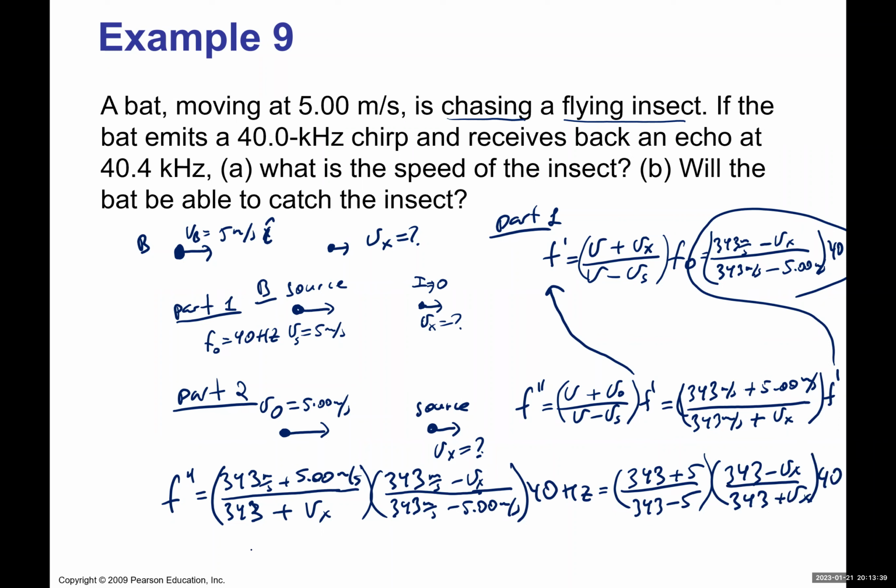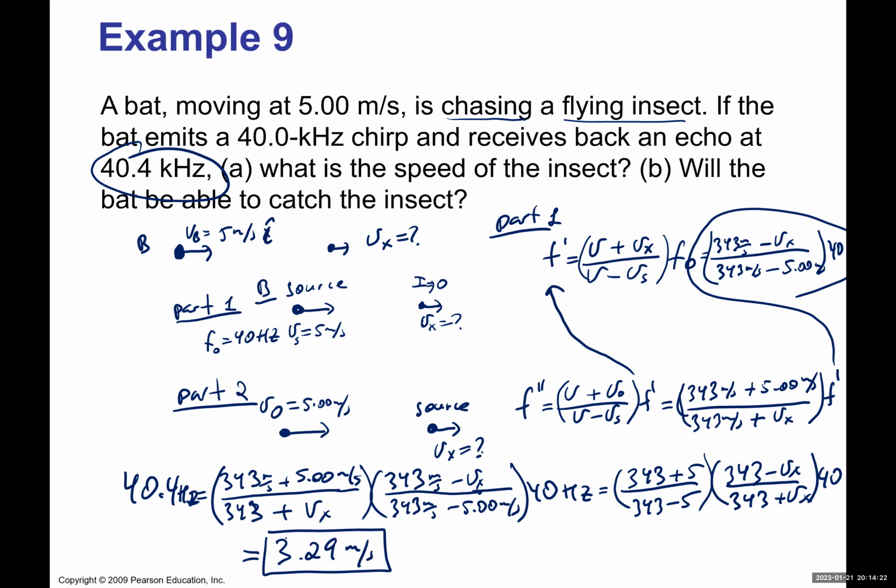If you put it like this, one thing we know for sure is that F double prime is the frequency of the echo, and that frequency is 40.4 kilohertz, the apparent frequency. That means if I come back here for F double prime, I can say that is 40.4. At this point, I know everything in this equation except Vx. So we can do a little bit of algebra, which I'm confident you should be able to do, and calculate the Vx. You should then get about 3.29 meters per second.